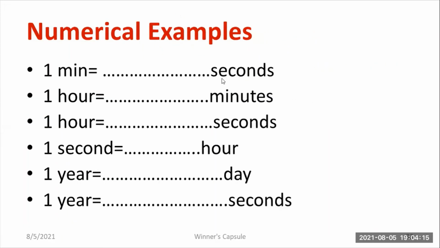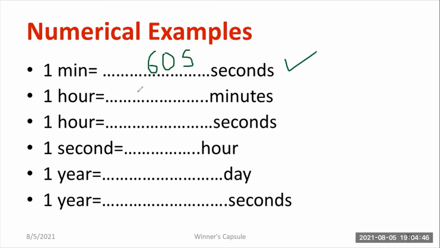Okay. Now we have to do some numerical examples. These will really help you out for mathematics and engineering, for those who are opting for engineering, and anyway, they are fundamental things and useful in different examinations also. This you must know. As a school student, you must know the following numerical examples. So 1 minute is equal to how many seconds? 1 minute is nothing but 60 seconds.